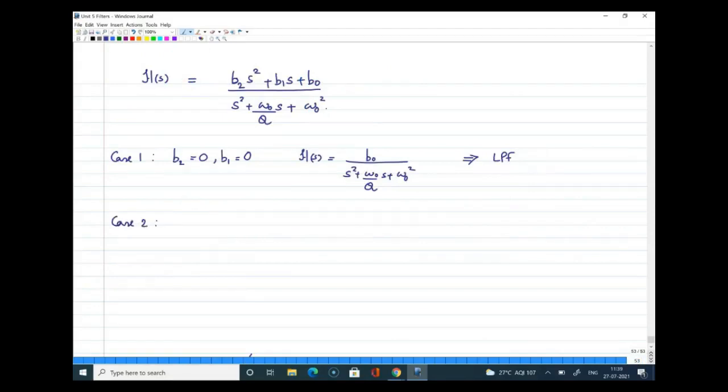Similarly, these are general forms. Now I'll take b1 equal to 0 and b naught also equal to 0. That means you have only b2 as a coefficient. So you will get b2 s square divided by the same denominator. Can you tell me what transfer function you can get out of a transfer function of this form?